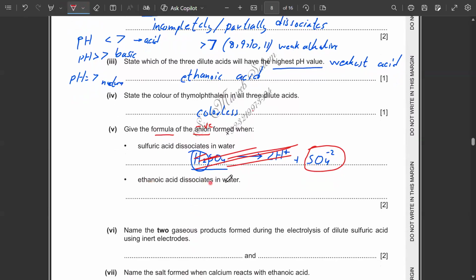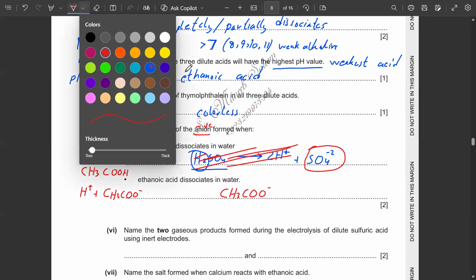So ethanoic acid dissociated in water. So what should we remember? We should remember the ethanoic acid has this formula CH3COOH, and when it dissociates, hydrogen ion will be liberated, and as a result, the anion formed would be CH3COO negative. So this is the formula, CH3COO negative. This anion is formed.